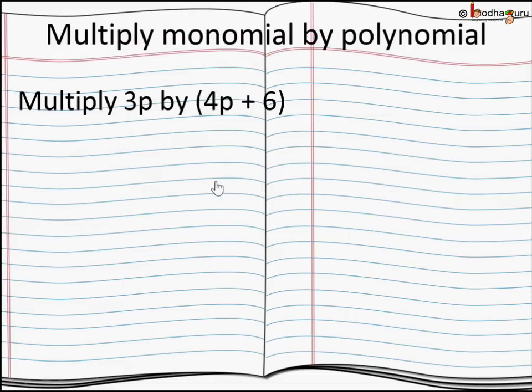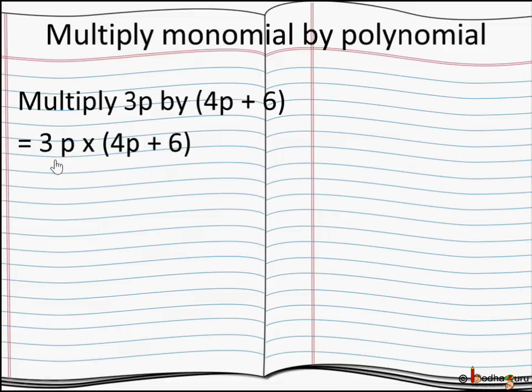Now let's take some more examples. We'll multiply a monomial by a polynomial. So multiply 3p, an algebraic expression with one term, by 4p plus 6. So this is an algebraic expression with two terms, 4p and 6. So how do we write it? 3p into bracket 4p plus 6. So that is step 1 to convert this word problem into an expression kind of problem.